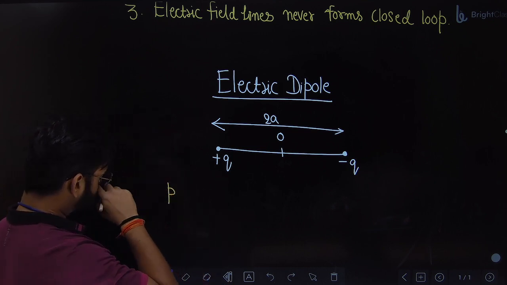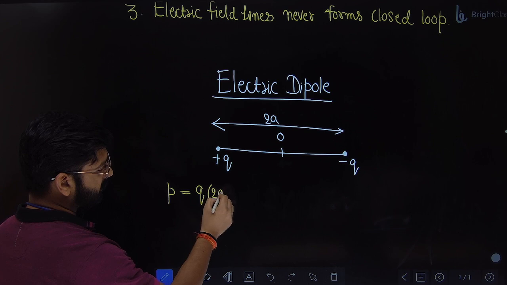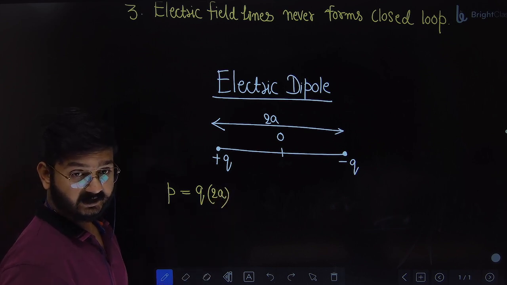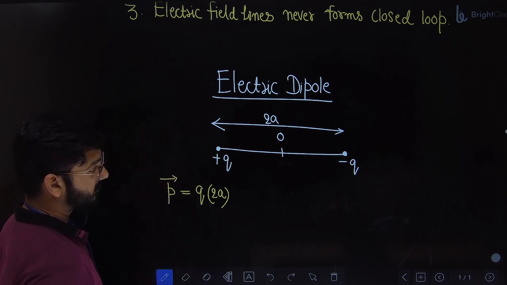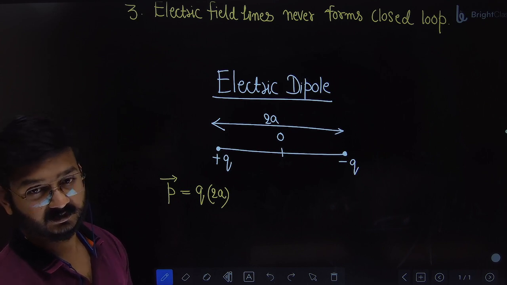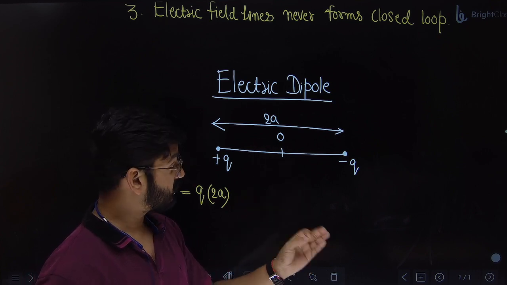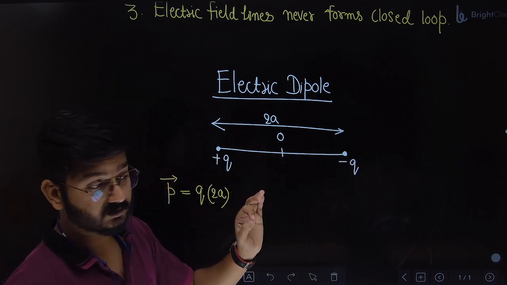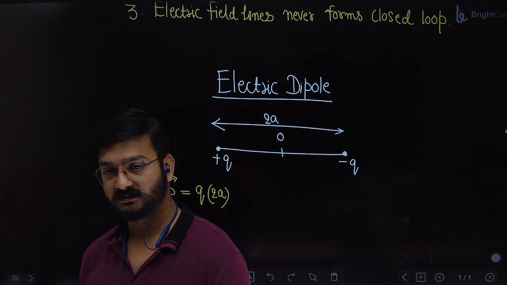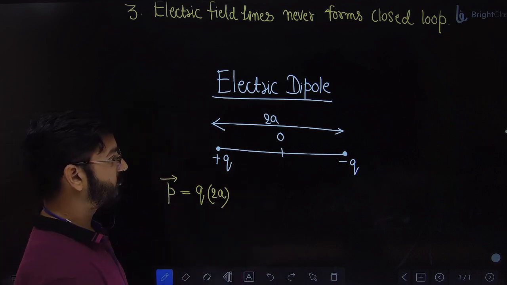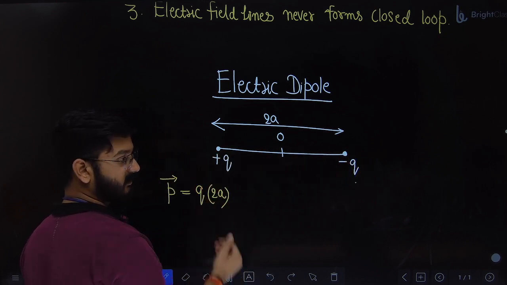Dipole moment is denoted by P. What is dipole moment? Charge into the distance between them. Is dipole moment a vector quantity or scalar? Vector quantity. And what is the direction? Negative to positive. The direction of dipole moment is always from negative to positive. So make a note of this. The direction of dipole moment is from negative to positive charge. Means in this case, it will be towards the left side.